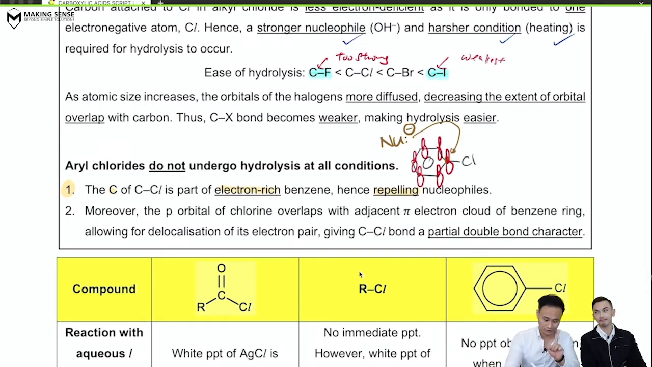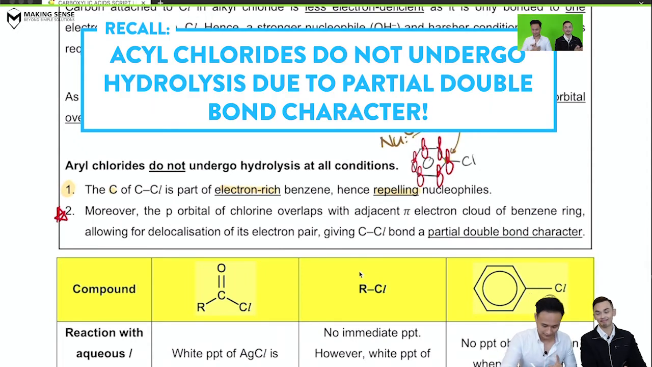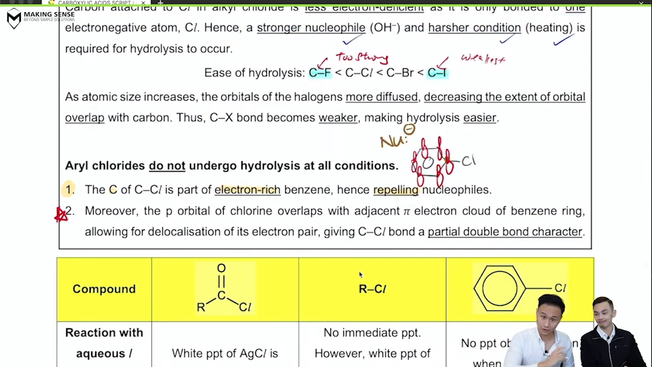Now the other reason is the more important one, and we have said this before: three special words, partial double bond. Again, Mr. William, remind me, the lone pair on the chlorine there, what orbital is it found in? It's found in the p orbital. Yeah, so once again, these two p orbitals are parallel and adjacent to each other. They are going to overlap sideways, and I'm going to dot it in. What we have here is a partial double bond character. So even if the nucleophile tries to come in to attack this carbon, that C-Cl bond will never break. And that's why aryl chlorides do not undergo hydrolysis under any conditions.